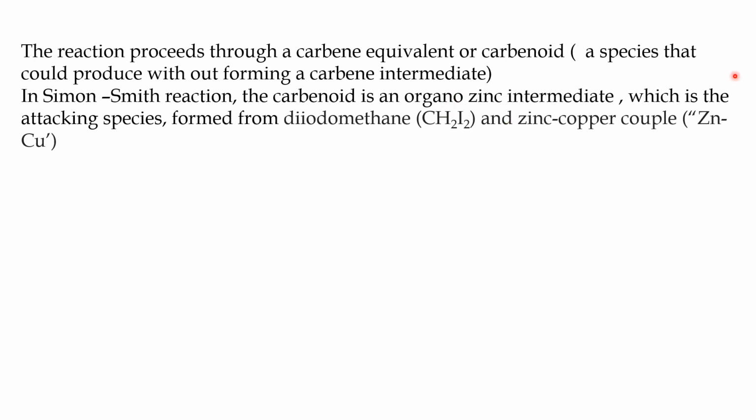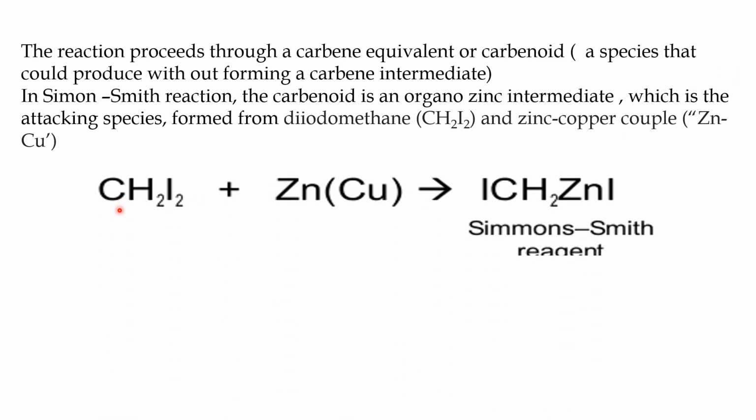See here, I have methylene iodide or diiodomethane, CH2I2, and a zinc-copper couple. This zinc metal has an innate power to enter into the bond between carbon and iodine, that is an insertion reaction, to form the Simmons-Smith reagent. So ICH2ZnI. Zn is getting inserted between the carbon-iodine bond to generate the carbenoid, which is called the Simmons-Smith reagent.